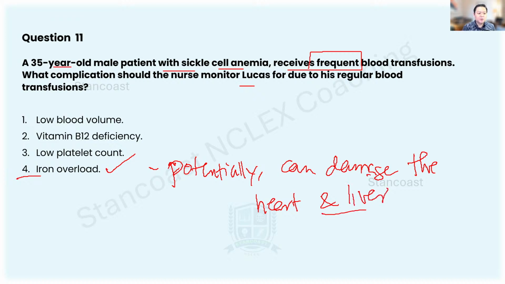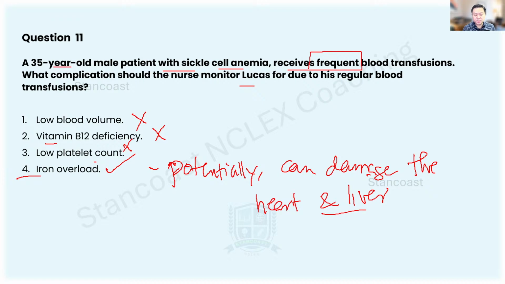All right. What about number 1? Low blood volume. Do you think that their blood volume will be low if they are frequently getting blood transfusions? I doubt it. So this is wrong. What about vitamin B12 deficiency? Well, we know that vitamin B12 deficiency is not associated with frequent blood transfusions, so we're also eliminating that one. What about low platelet count? We don't have an issue with thrombocytopenia in this disorder, okay? It's not a consequence of frequent blood transfusion. So we're going to remove that as well.